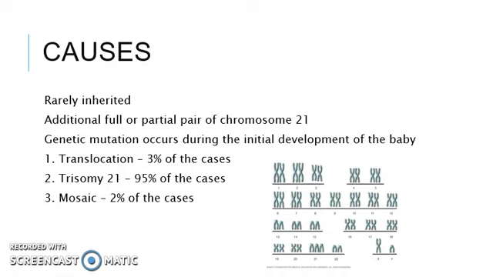Down syndrome is a disorder that is rarely inherited or passed down within generations. It is caused by a genetic mutation usually occurring during the initial development of the baby. Ultimately, three genetic variations may lead to the cause of this mutation.